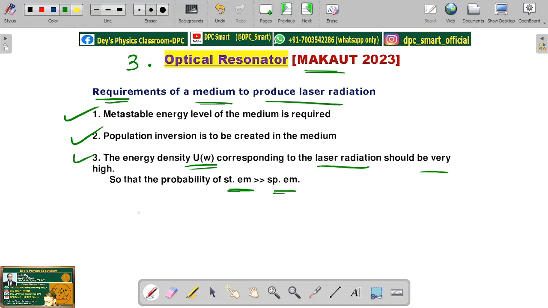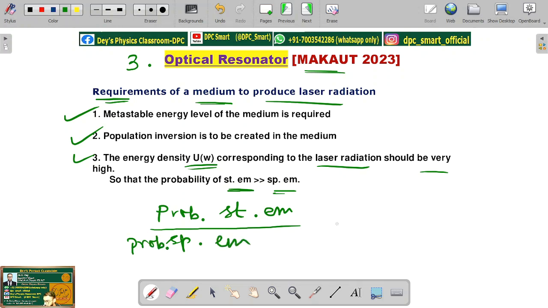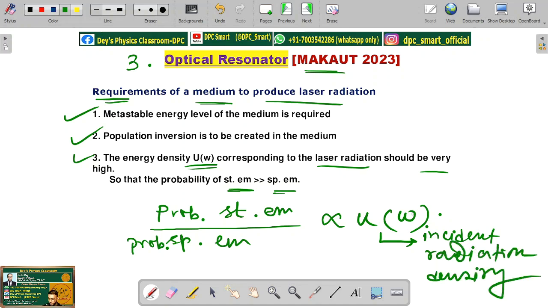Because in my previous video I have shown that the ratio of the probability of stimulated emission to spontaneous emission depends on the external energy density, or the external radiation energy density, that is, the incident radiation energy density. So these three conditions should be satisfied by that active medium to produce laser radiation.